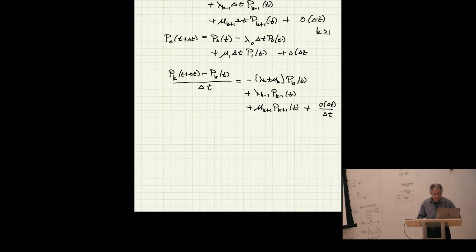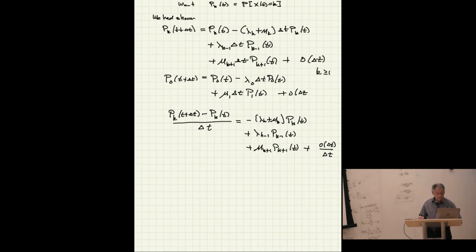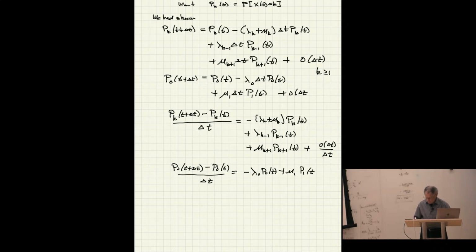And similarly, the term for p0 is the following. You can write that down by inspection almost. p0 of t plus delta t minus p0 of t itself, divided by delta t. And we're going to miss some of those terms as before. We get a minus lambda 0 p0 of t plus mu 1 p1 of t plus again little o of delta t over delta t.